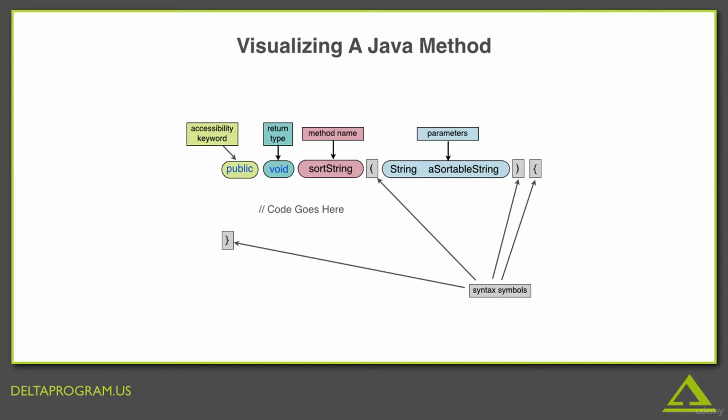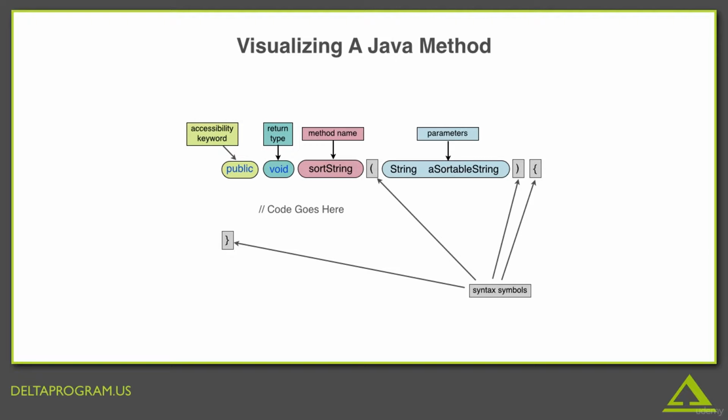As you can see, I've said code goes here after 2 forward slashes. That actually is meant to be a comment, and we'll get into more of that later. But that's not actual code. I'm just suggesting to you where in the method the code should go.